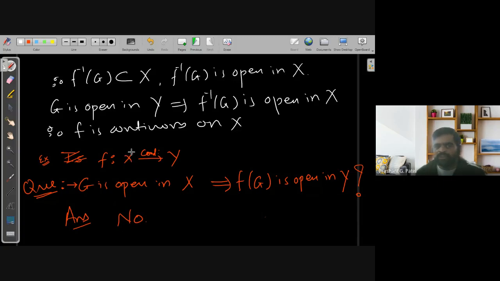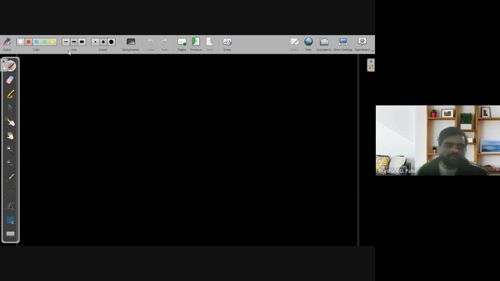If I consider the X, which is the discrete metric space, then we know that every open set, every subset of this X is open. But Y is not a discrete metric space. It is any metric space you can take. So in that set, maybe some of the images will not be open. So let us give you a counter example for this question.